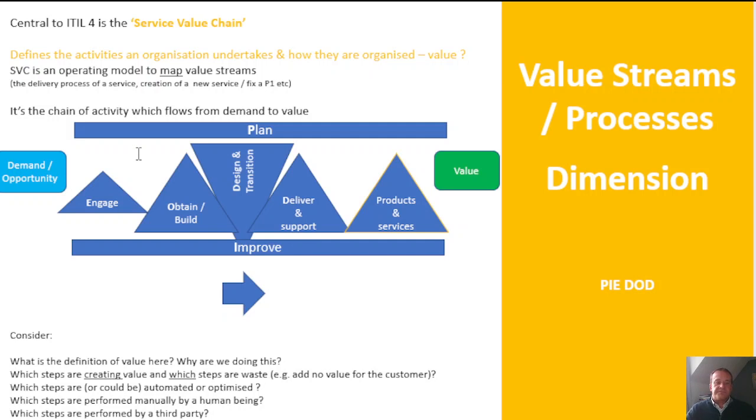The way to read this is that from demand and opportunity to value, there are a number of steps and considerations to think about, and the value stream mapping picks on a particular item, let's say a P1 for the sake of argument. How do you fix a P1? What you effectively end up doing is mapping the process through these various stages here in order to deliver that product, to deliver that service, which will effectively release value.